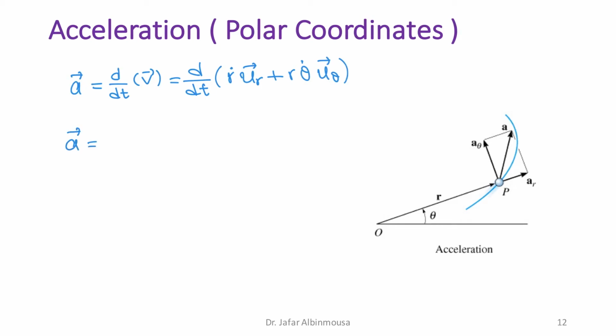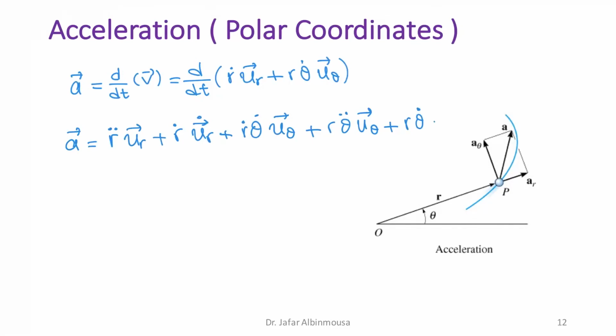a is going to be equal to r double dot ur plus r dot ur dot plus r dot theta dot u theta plus r theta double dot u theta plus r theta dot u theta dot.